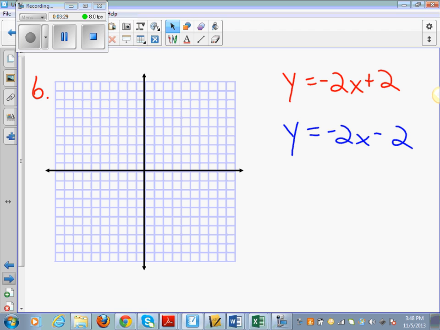All right, so number 6 was the other one I wanted to do because it is one of our special situations. So we're going to start the same way by graphing.